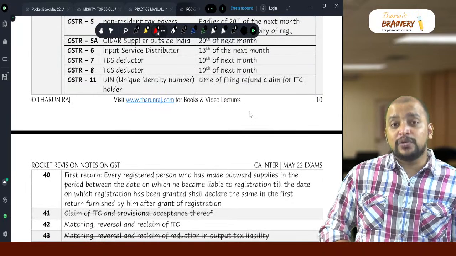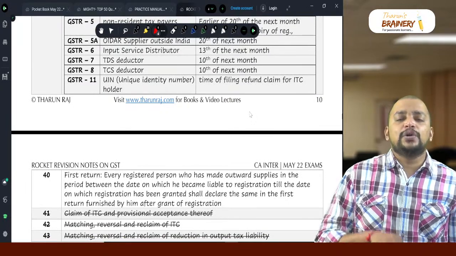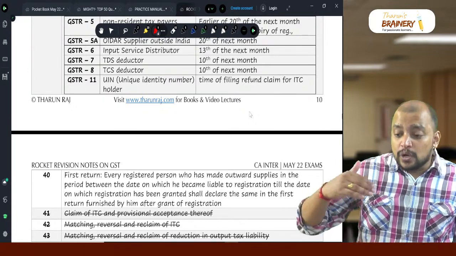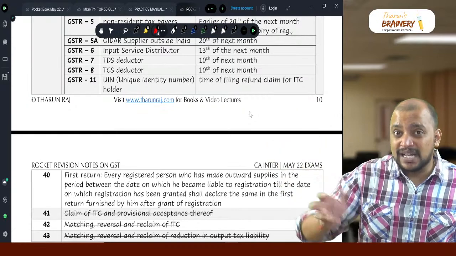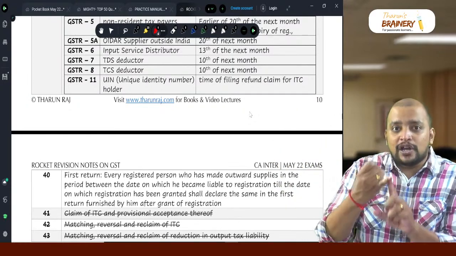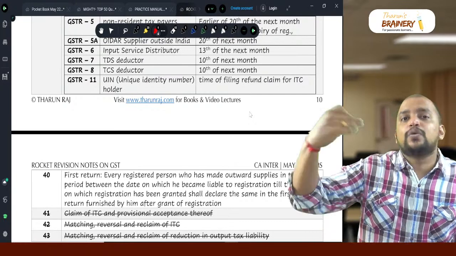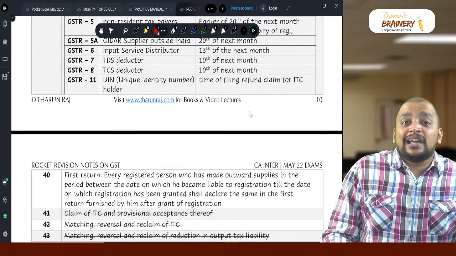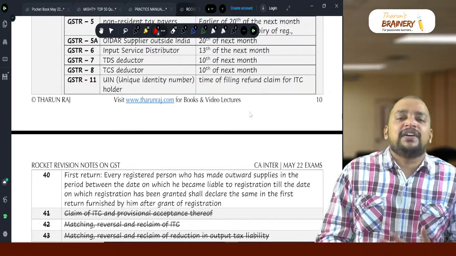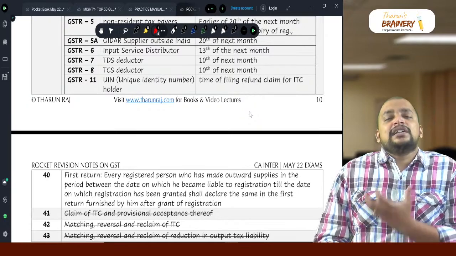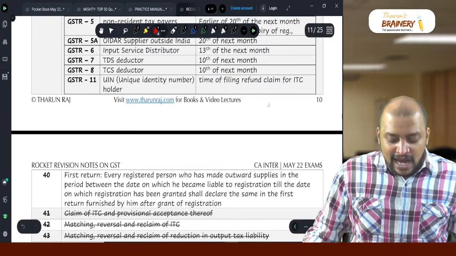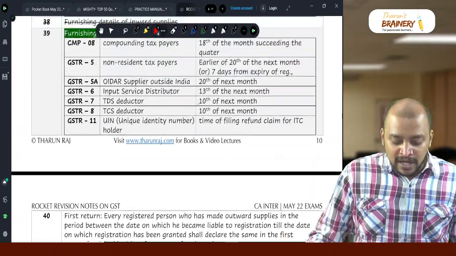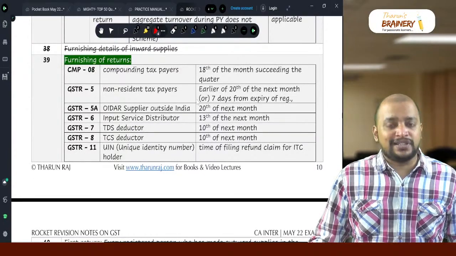UIN holder means unique identification number holder. Who is a UIN holder? A UN organization or embassy or consulate whose outward supply is exempted. On their inward supply, whatever GST they paid, they will be getting as a refund. So to get that refund, they will be given an identity that is known as unique identification number. And what is the time limit of filing this GSTR 11? At the time of filing the refund claim. So these are the various returns that we have along with the time limits.